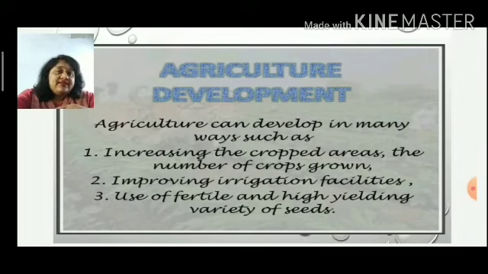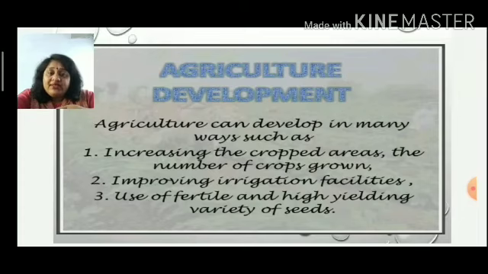What this line stands for, increasing the cropped areas, means we need to increase the arable lands. Arable lands, again I am telling, are the lands which are most suited or required for the growth of crops. Okay, we need to increase the area. Once the area has been increased, the cultivation naturally will increase. Now this can be achieved in many ways.